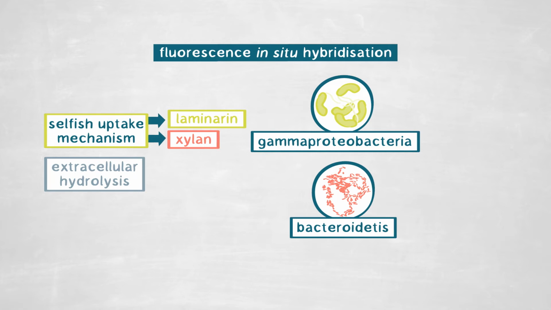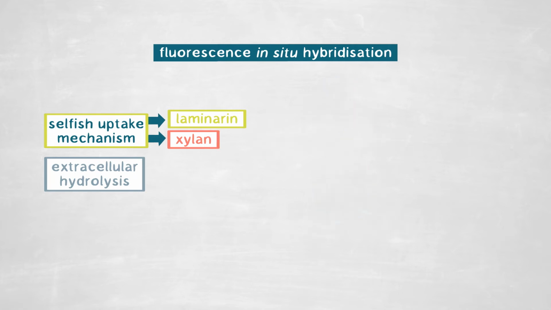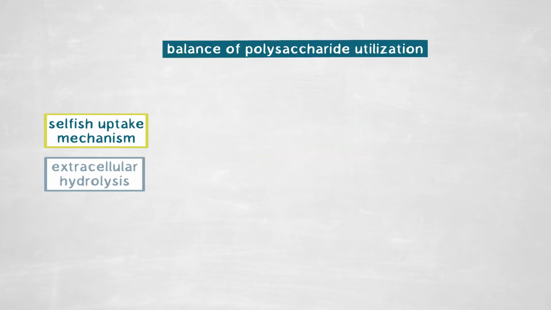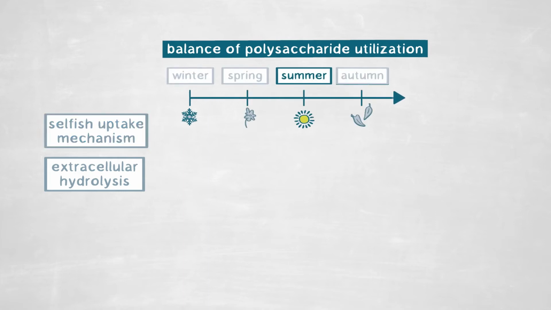But surprisingly, by sorting bacteria based on their fluorescence laminarine signature, we could also identify that some of these bacteria belong to the verrucomicrobial family Pedospheraceae, a group where we could never see before that they use the selfish uptake mechanism.